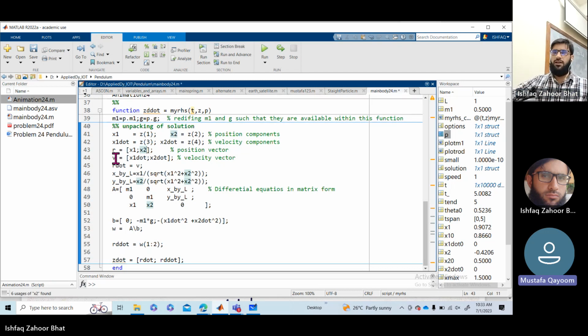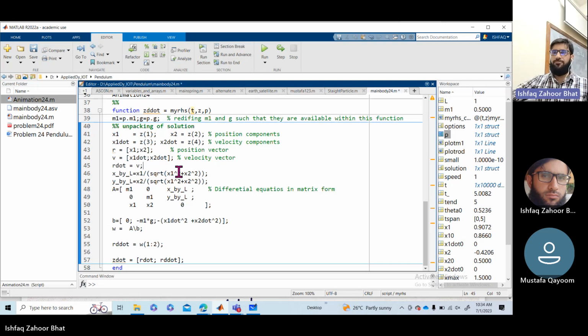Similarly, we can write the velocity vector as x1 dot and x2 dot. That is the x component and y component of the vector. Now r dot, that is velocity. I have written this r dot as v. This is the same as velocity. These two steps, r and v, are not needed, but it is okay. I have defined these, otherwise they are not necessary.